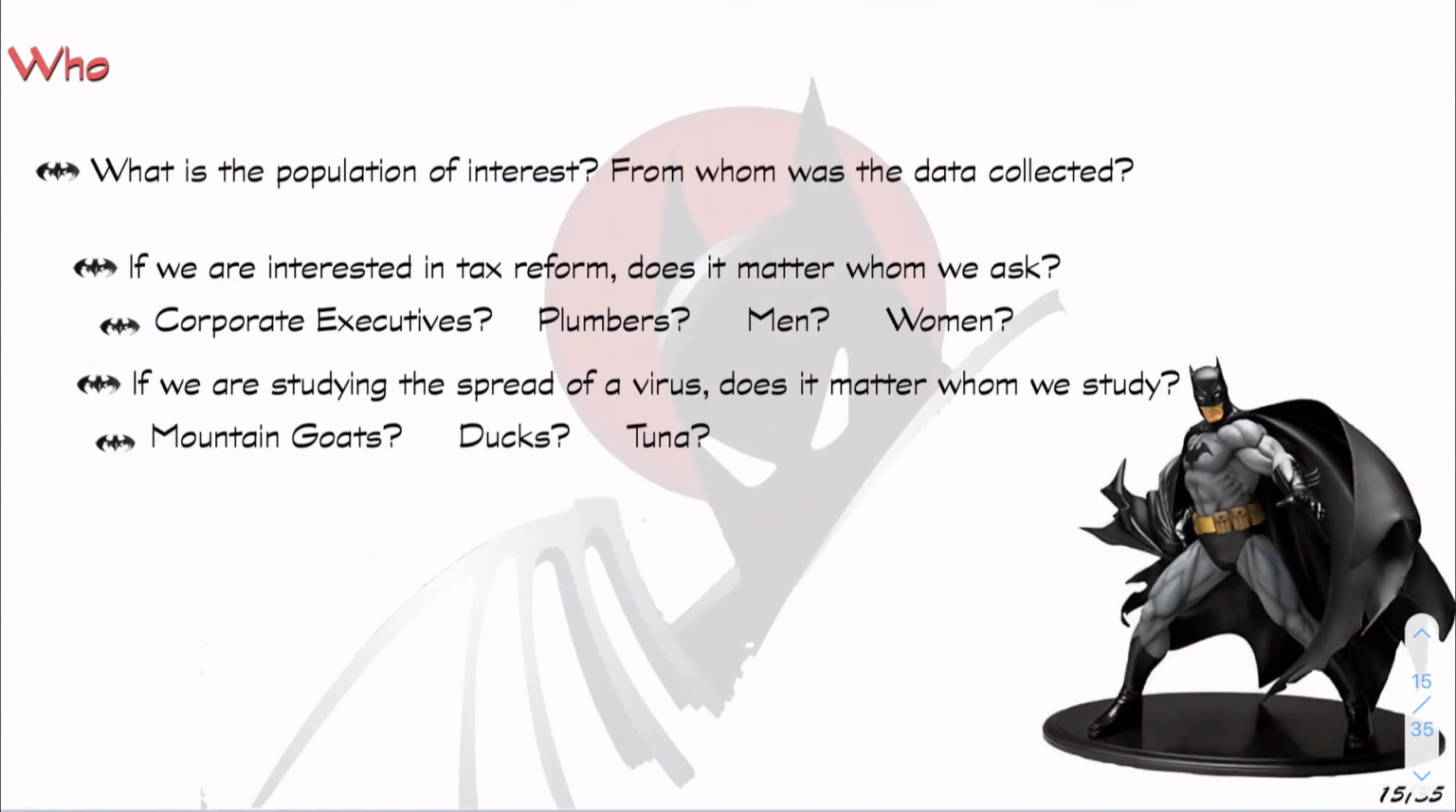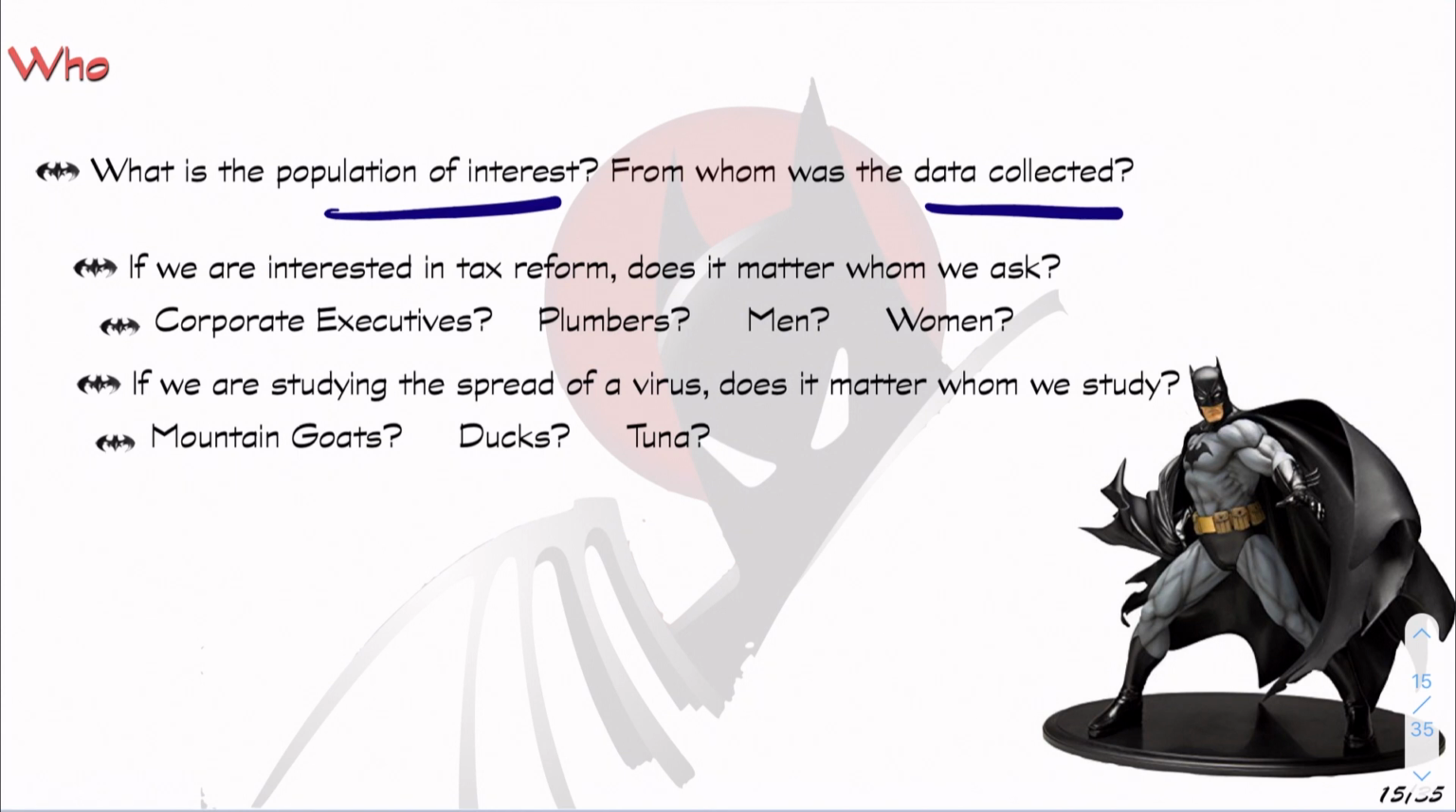So let's just go over each of these W's. Let's start off with who. You'd be surprised how many people mess up writing out what the who is. So what is the population of interest? That is what we are answering with who. From whom was the data collected? Population of interest, data collected.